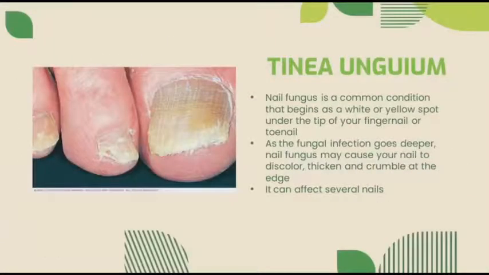Tinea unguium. Nail fungus is a common condition that begins as a white or yellow spot under the tip of your fingernail or toenail. As the fungal infection goes deeper, nail fungus may cause your nail to discolor, thicken, and crumble at the edge. It can affect several nails.